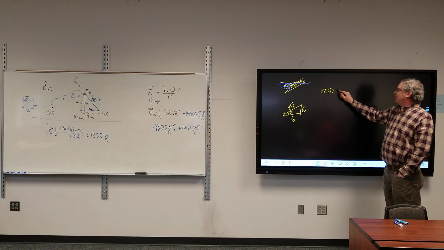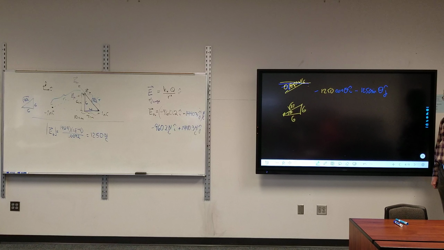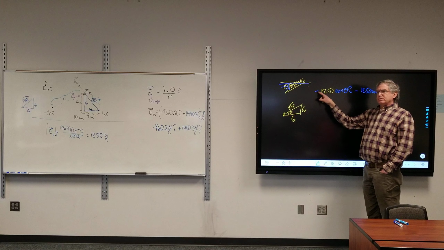So 1250 cosine of theta, negative I hat, minus 1250 sine of theta, J hat. For these types of triangles, will it always be cosine with a negative number? No, it's because of that negative right there. I know it's going that way in the negative I hat direction, so I think through that and I just put it in there.